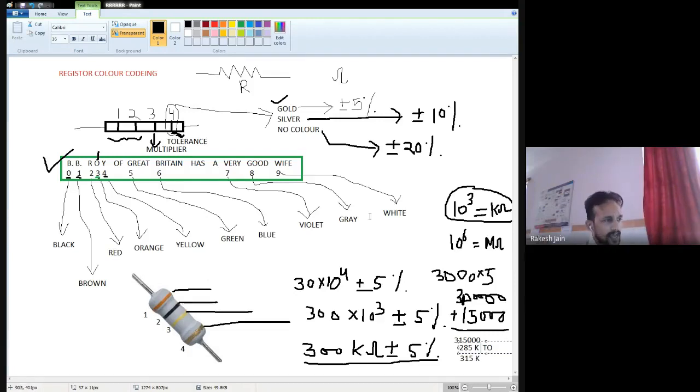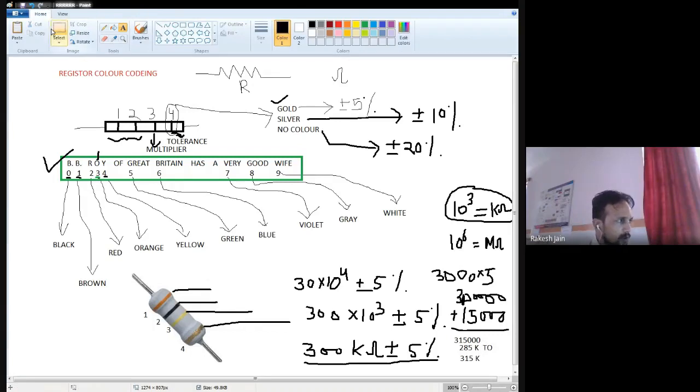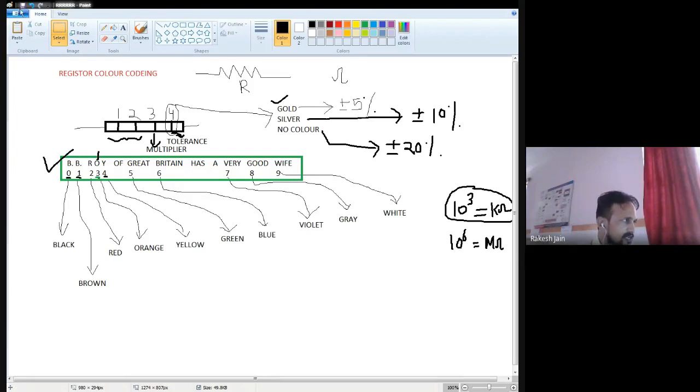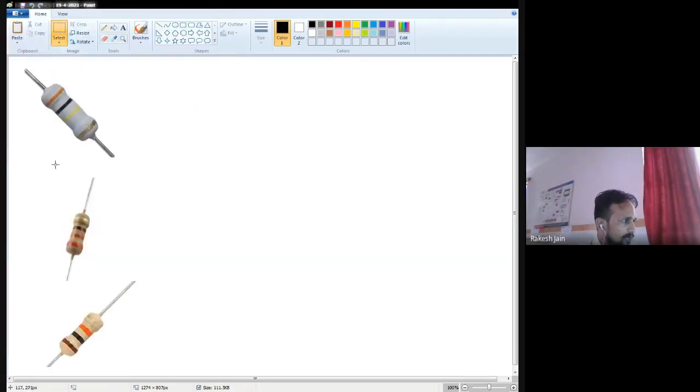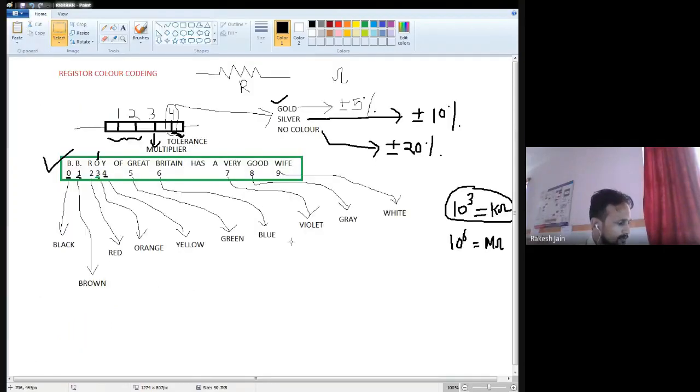Okay, now we check one more example. So I just remove this example and I come with the second example of a resistor and how to check the value of that resistor. Now see, let's suppose you have a resistor you just purchased from the market and you have these colors.